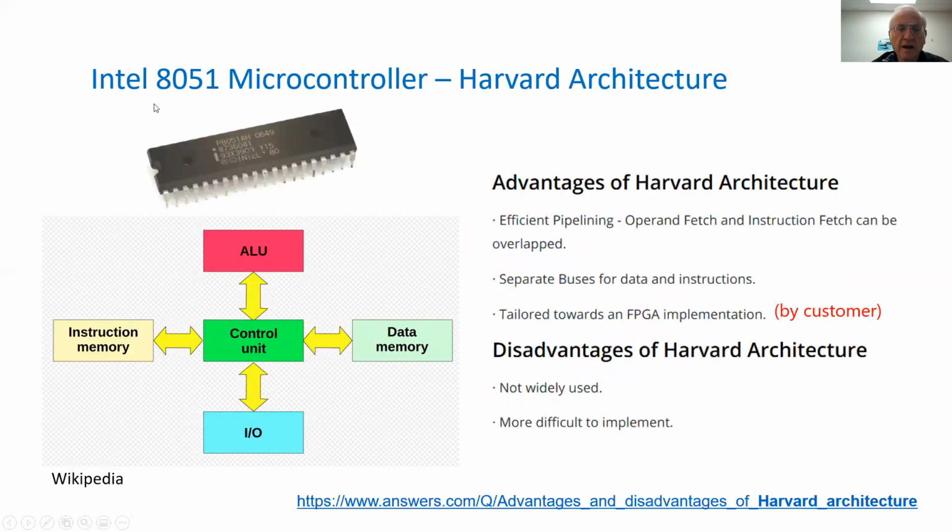The Intel 8051 microcontroller, for example, has a Harvard architecture. As we see over here, we have the control unit, the arithmetic logic unit, data memory, instruction memory, and I/O module here. The advantage of the Harvard architecture is that there is efficient pipelining, where the operand for the instruction can be fetched and the instruction can be fetched, and they can be done simultaneously.